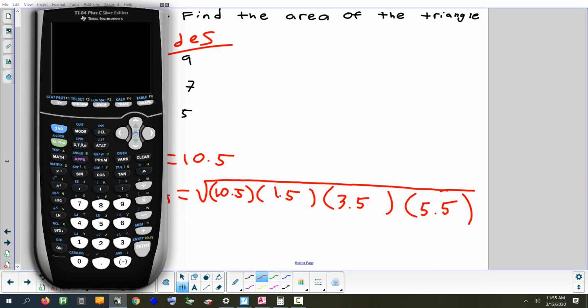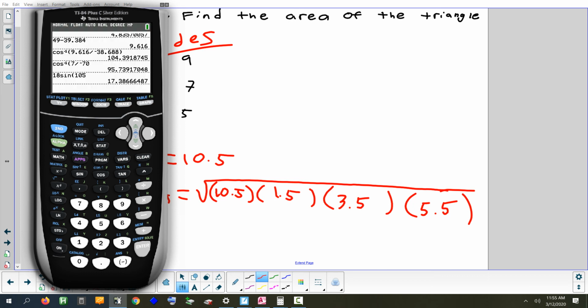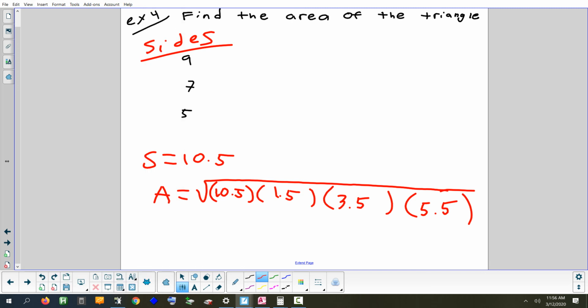You don't have to do any of that multiplication out. Just type square root of 10.5 times 1.5 times 3.5 times 5.5. 17.41. And because it's area, what kind of label should I have? Yep, square units.